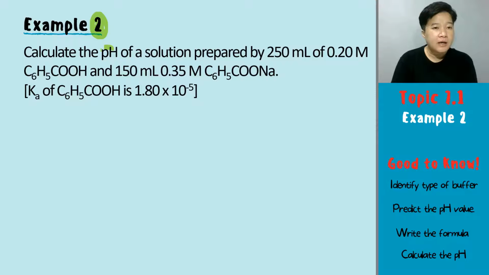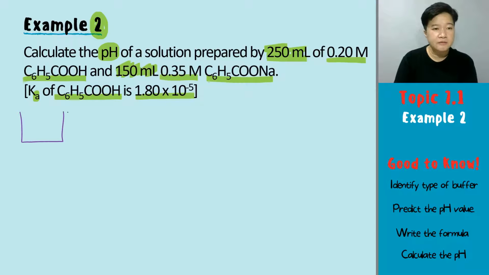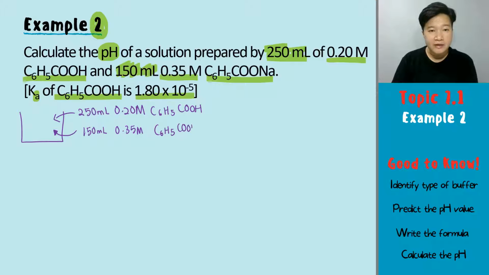Okay, so let's try another example. I have my example 2. Calculate the pH of a solution prepared by 250 ml of 0.2 molar C6H5COOH, your benzoic acid, and 150 milliliters of 0.35 molar sodium benzoate. The Ka of your benzoic acid is given. So right now in my beaker, I have 250 milliliters of 0.2 molar C6H5COOH, and in the same beaker, we are pouring in 150 milliliters of 0.35 molar sodium benzoate. Okay, so that is the question. Alright, so the first thing we need to do is identify the type of buffer by looking at what you have in the beaker.